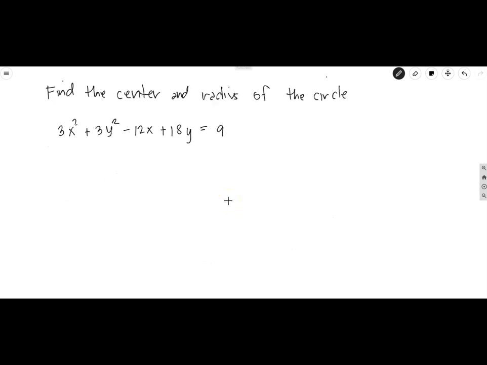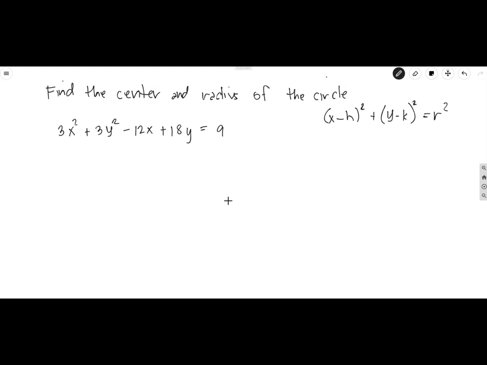Let's try another problem. In this problem, you're going to find the center and the radius of the circle. How will we find the center and the radius of the circle? First thing we'll do is make this in the form of (x minus h) squared plus (y minus k) squared equal to r squared. So that will be our equation. We will try to make the given equation into this form so that we can find h and k and then the value of r.